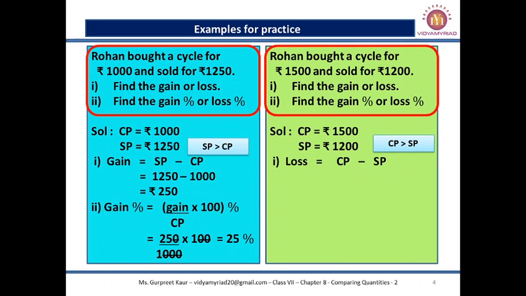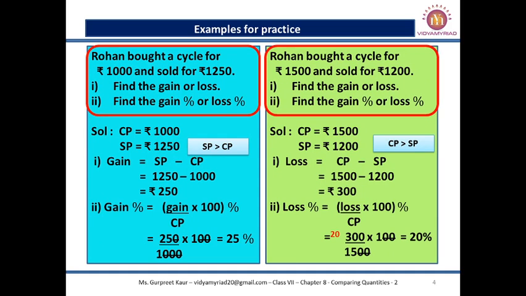Cost price is more, so CP minus SP, which comes to 300, is the loss. Now let's find out the loss percentage. The formula is the same: loss upon CP into 100%, which is 300 upon 1500 multiplied by 100. The answer comes to 20%. So there was a 20% loss in his cycle when he sold it.